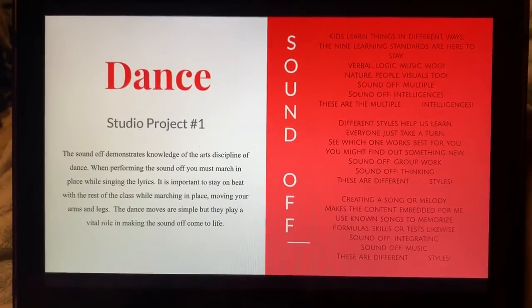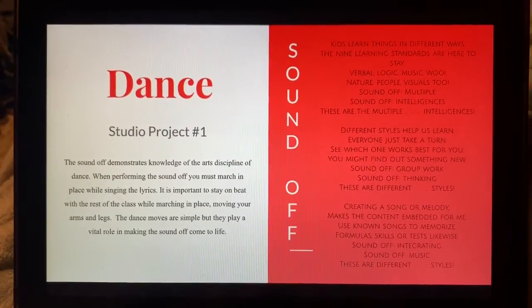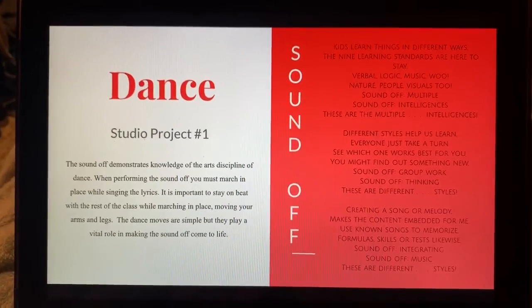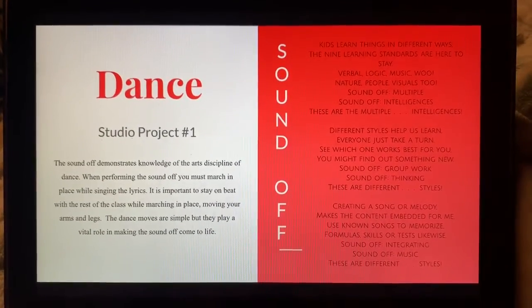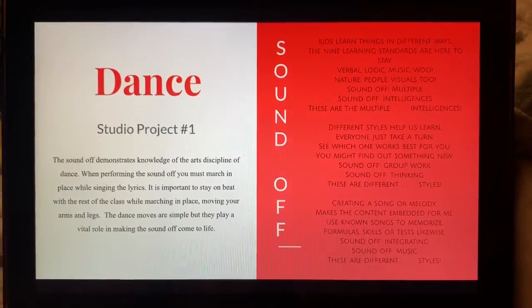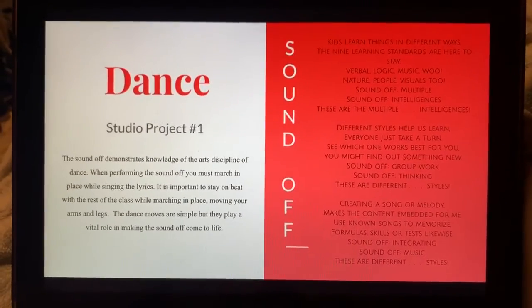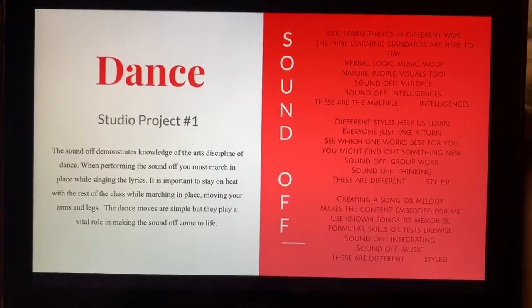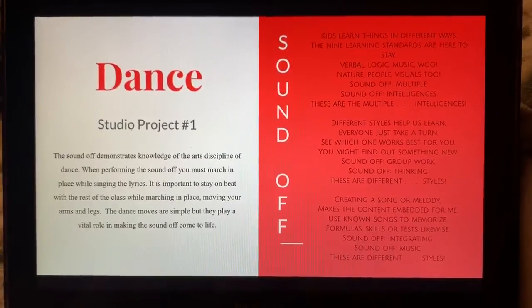You must move your arms and legs at the same time, and although the dance moves are simple, they play a pretty vital role in making the sound off come to life. Without those dance moves, the marching on the beat, the sound off just isn't the same.